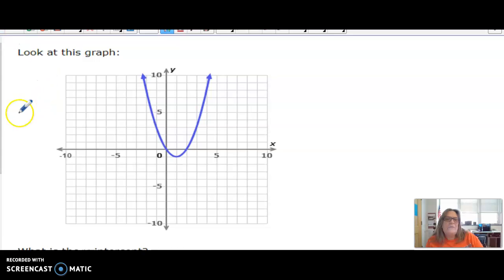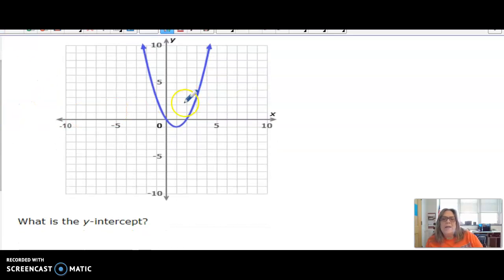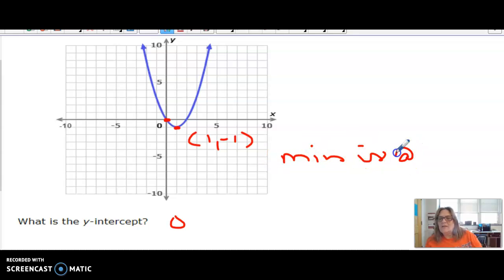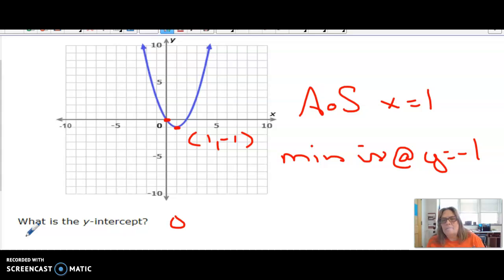If you look at this graph and we want to know what is the y-intercept, well, it crosses the y-axis at 0. If I ask for the vertex, it would be located at 1, -1. My minimum value is at y equals -1. My axis of symmetry equation is x equals +1.